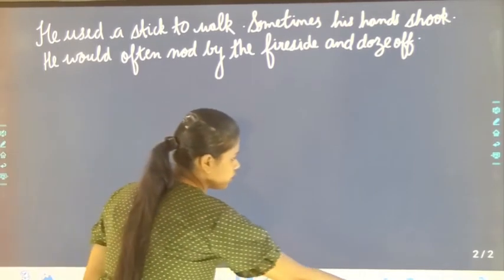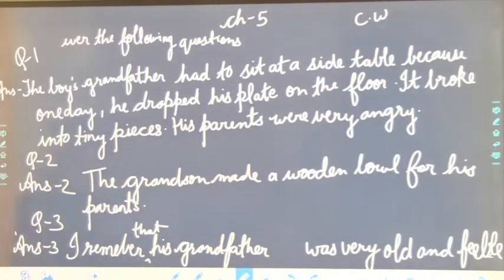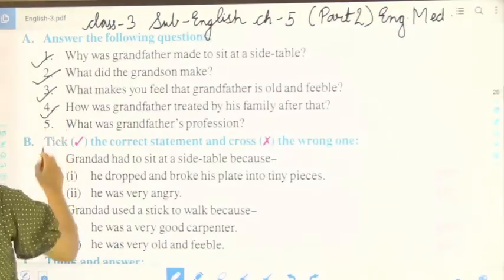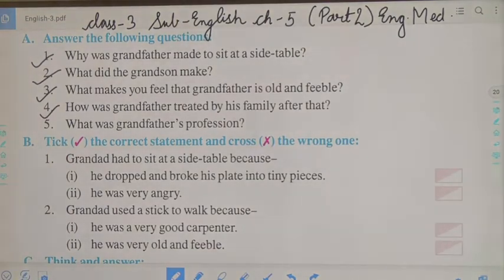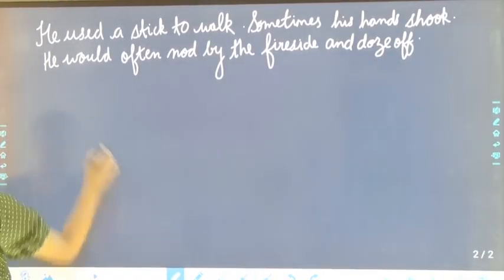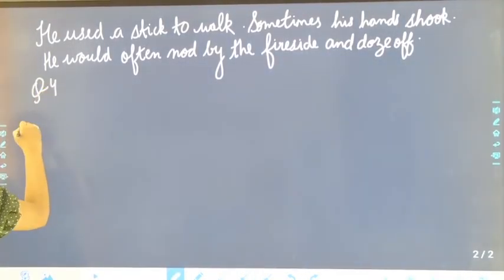Students, if you want to take a screenshot, you can take. Then we will move to the next question. Okay, move to the next question. That is question number 4. How was grandfather treated by his family after that? Again, you have to write the question from your book. I will write the answer.